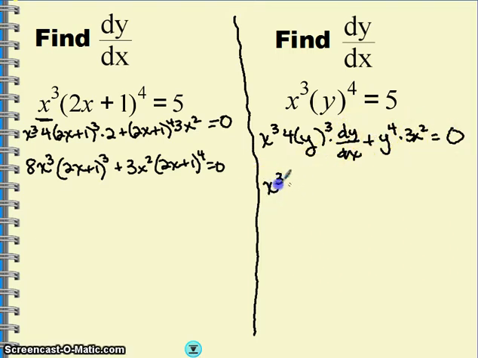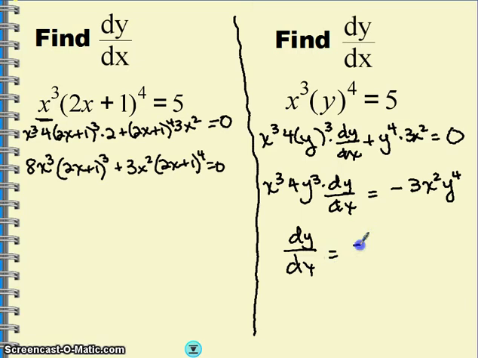So we get x cubed 4y cubed times dy dx equal to negative 3x squared y to the fourth. And that is just me subtracting that using some algebra. Now I'm going to get dy dx by itself by dividing both sides by this quantity. So dy dx equals negative 3x squared times y to the fourth all over 4x cubed y cubed. This is the derivative, dy dx, of this implicit relation.